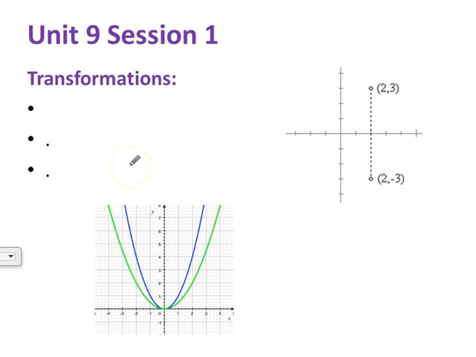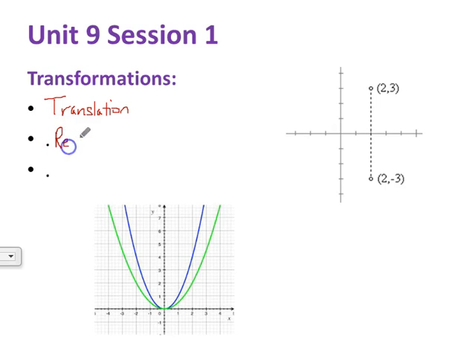So Unit 9, Session 1, the title is Transformations, and we're going to focus on 3 types of transformations. We're going to look at translations. So remember, translations are when you take a point and just move it, or you take a figure and move it horizontally and vertically. So we're keeping the same shape, same size, we're just moving.